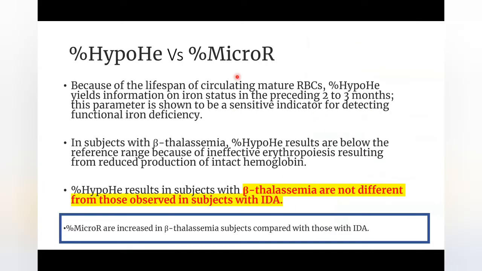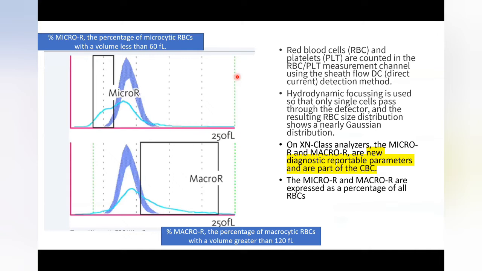So what is the difference if we are talking about hypo-E and micro-R? What is the difference in this? Whenever we are talking about micro-R, I'm going to tell you micro-R afterwards. So here, what is micro-R first?